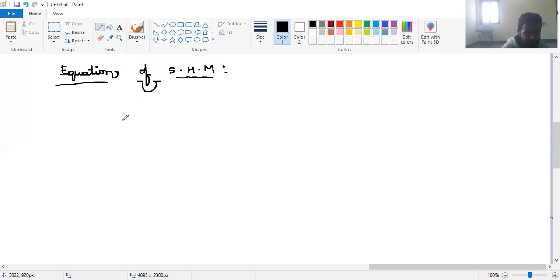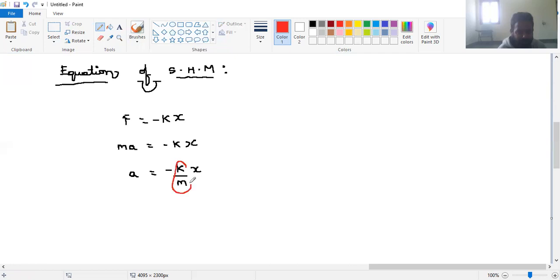The basic equation of SHM is F is equal to minus kx, where k is called the simple harmonic constant. So you know that F is equal to ma according to Newton's second law, so it is nothing but minus kx. So a is equal to, from this, minus k by m into x. This term k by m, we call it omega square, where omega is called angular frequency.